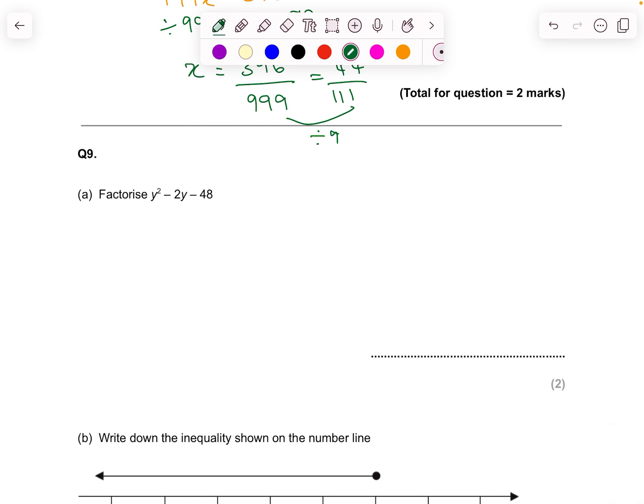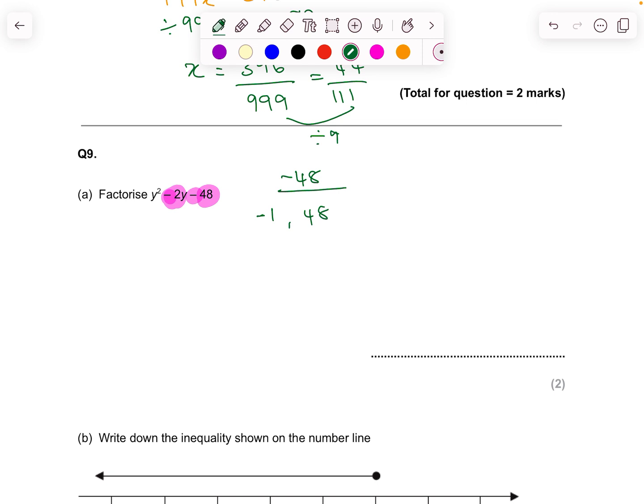Factorising. So you are looking for two numbers that add to make minus 2, but multiply to make minus 48. So don't forget the minus. And if you really struggle with that, I would look at all your factors of minus 48 and see which ones would add to make minus 2. So you can go on forever, really. Not ever, but it takes a while, but I'm just going to do some as an example.